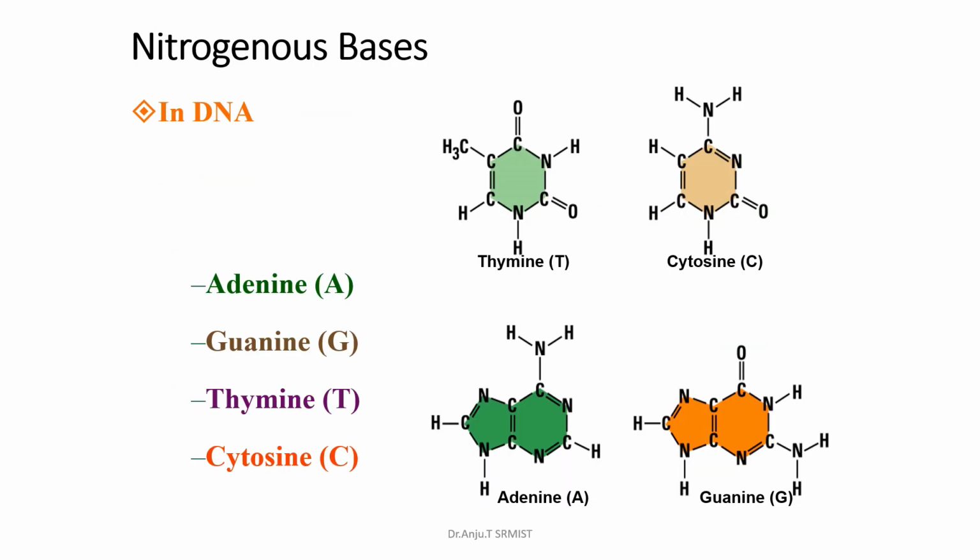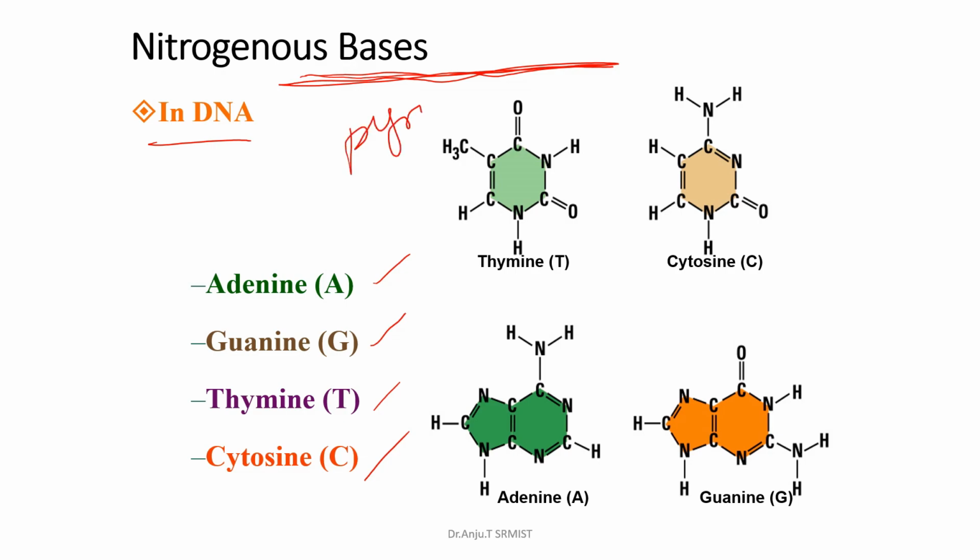If you look at the nitrogenous bases which are linked at the first carbon of the 5 carbon sugar, in DNA the nitrogenous bases found are adenine, guanine, thymine and cytosine. These nitrogenous bases are categorized as pyrimidines and as purines.